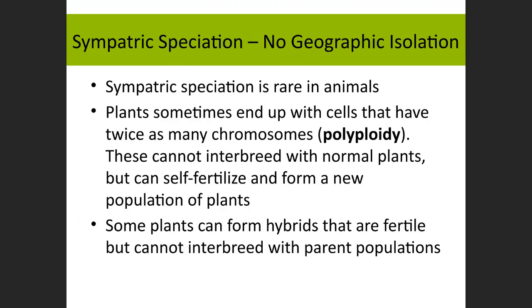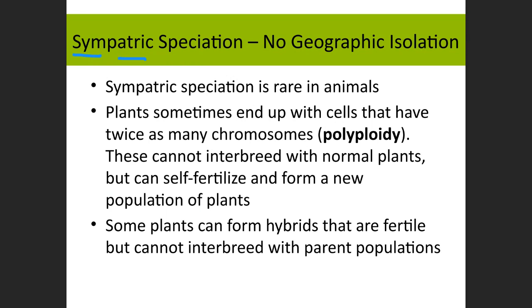Now, another type of speciation is sympatric. They're in the same country, sympatric. Okay, this is a harder one to think about because for animals, if they're living in the same place, they're probably going to mate with each other. So this is rare in animals, but it's more common in plants.